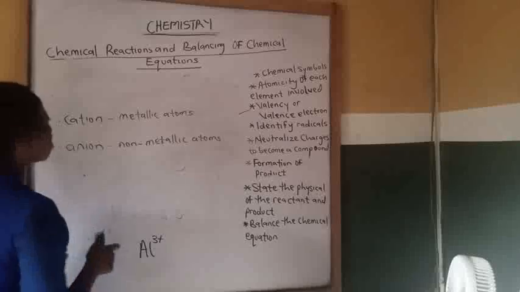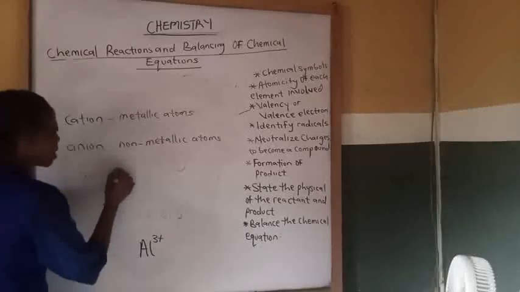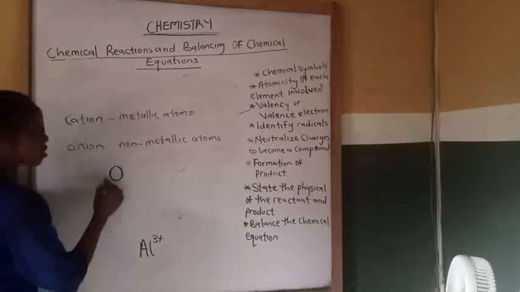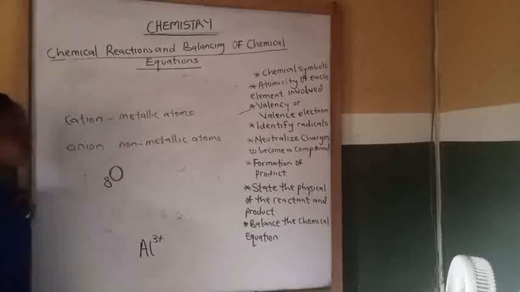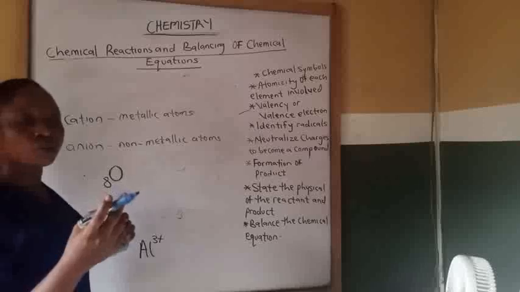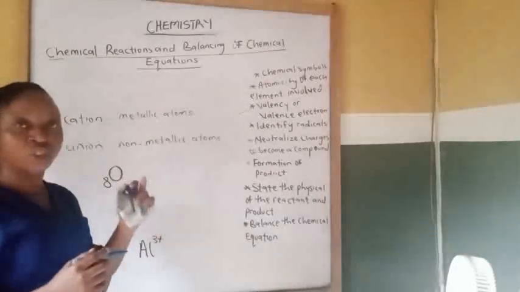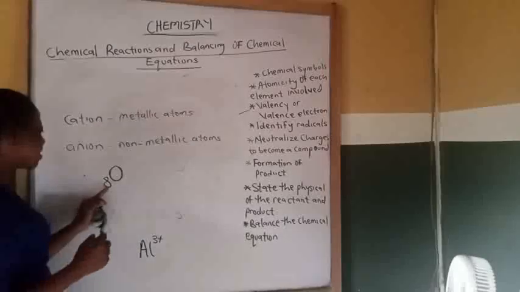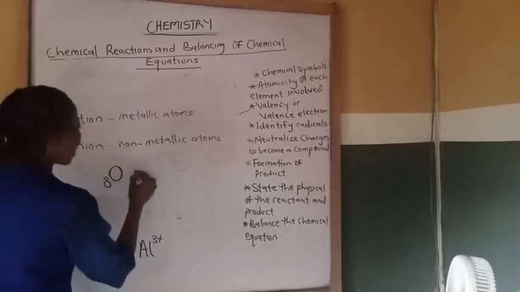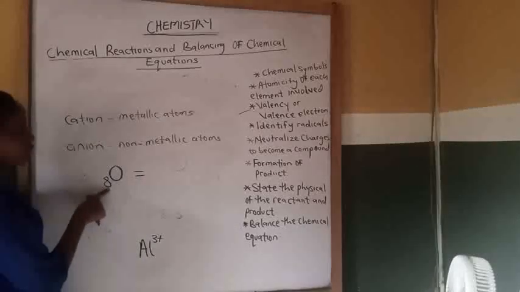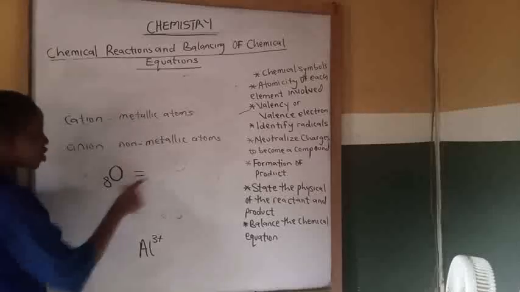So let's move to non-metallic atoms. An example is oxygen. Oxygen is number 8. When you count your elements: 1 hydrogen, helium, lithium, beryllium, boron, carbon, nitrogen, oxygen. So oxygen is number 8 in the periodic table. Write the electronic configuration of oxygen in ratio form. Distribute those electrons on the electronic shells.